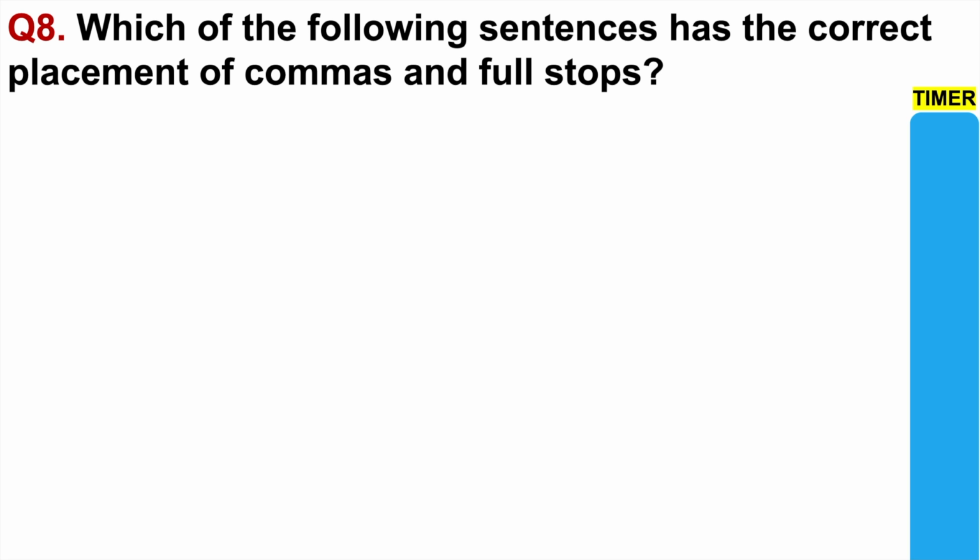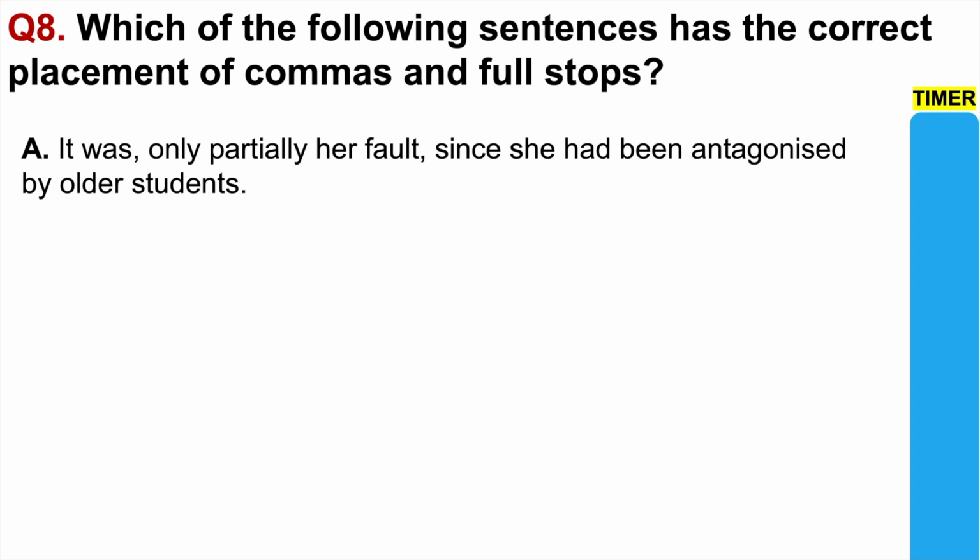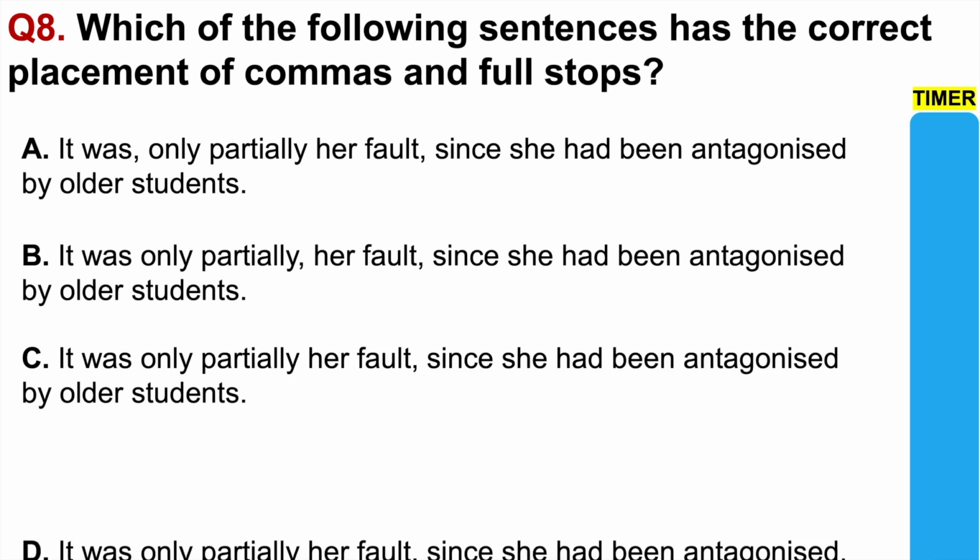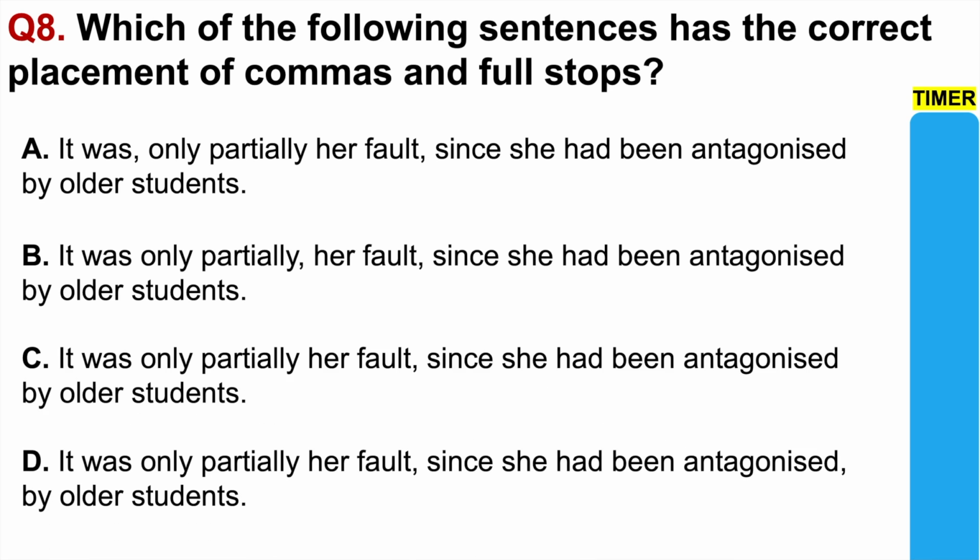Moving on to question 8. Which of the following sentences has the correct placement of commas and full stops? A, B, C or D? And it reads, it was only partially her fault since she had been antagonised by older students. Let me know which one is correct in regards to the placement of commas and full stops in the comments section below the video. Here is your timer.